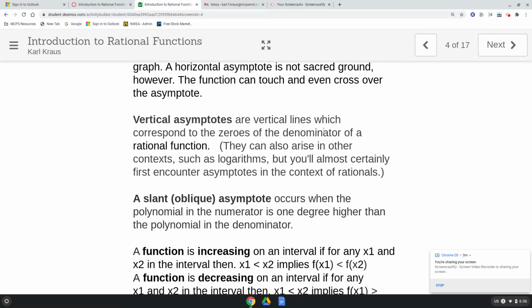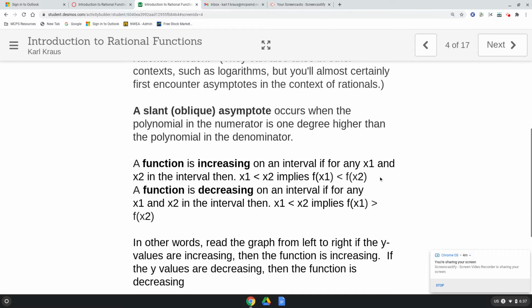Vertical asymptotes are vertical lines which correspond to the zeros of the denominator of a rational function. They can also arise in other contexts, such as logarithms, but you will almost certainly first encounter asymptotes in the context of rational functions. The slant or oblique asymptote occurs when the polynomial in the numerator is 1 degree higher than the polynomial in the denominator.